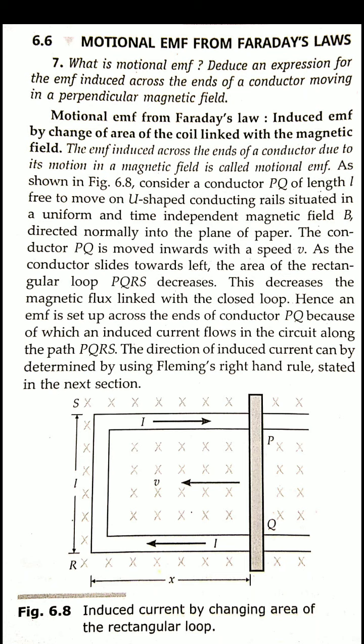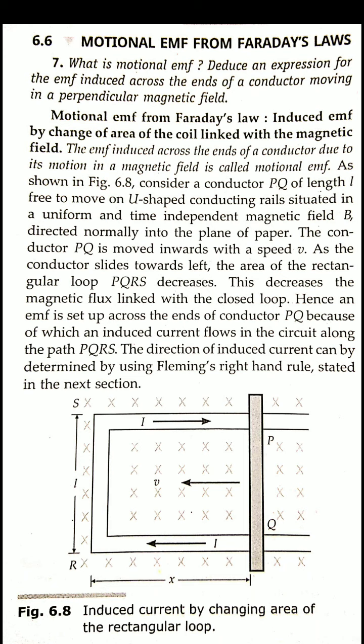As the conductor moves inward, towards the left, the area of this rectangular loop PQRS decreases, and so the magnetic flux linked with this closed loop also decreases. As the area decreases, the magnetic flux linked with this coil also decreases, that means it will change. Due to this change in magnetic flux, an EMF is set up across the ends of the conductor PQ, because of which an induced current flows in the circuit along the path PQRS.